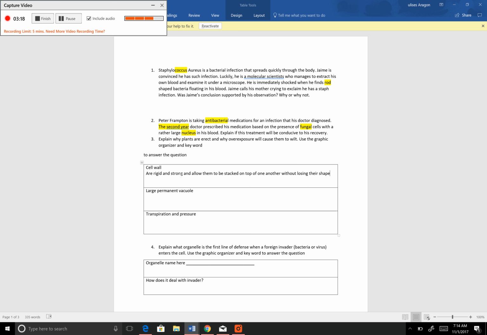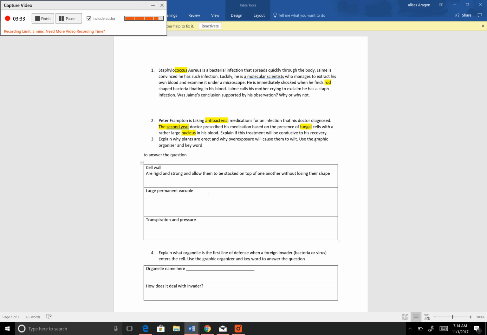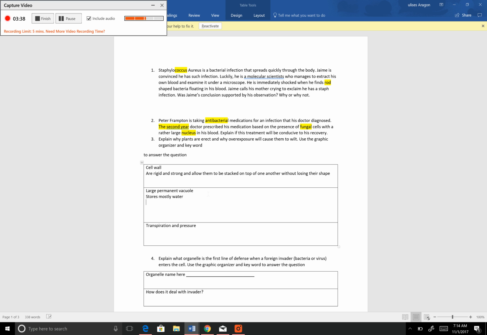So think of a cell wall as like a wall. You need walls in order to build higher and higher structures, right? And those walls have to be strong. So the cell wall in a plant is really strong. Now, a large permanent vacuole. Well, a large permanent vacuole stores mostly water, right? And I want you guys to think of it as a water balloon, where it creates pressure, so it gives the cell its shape, right? So pressure from water gives it its shape.